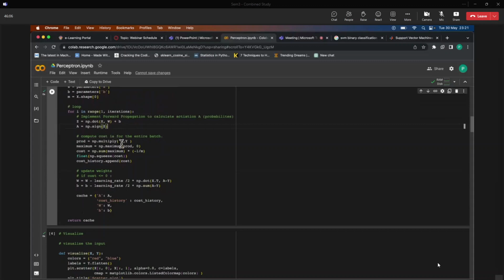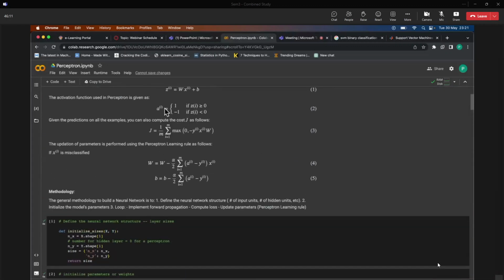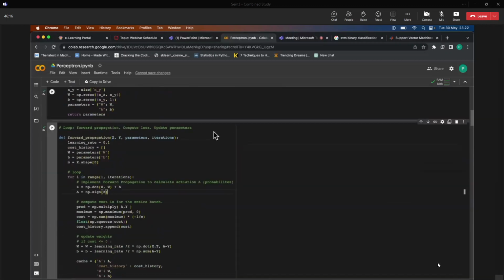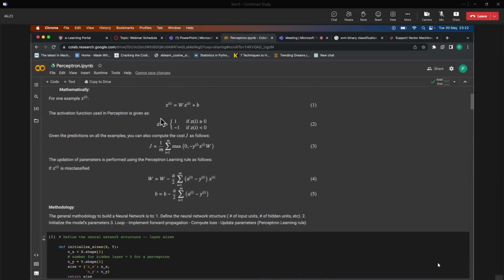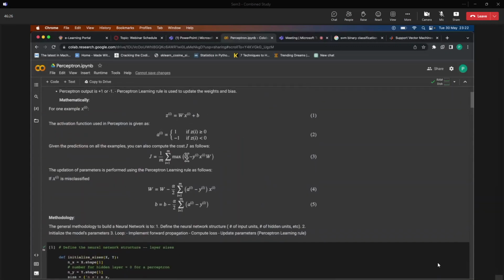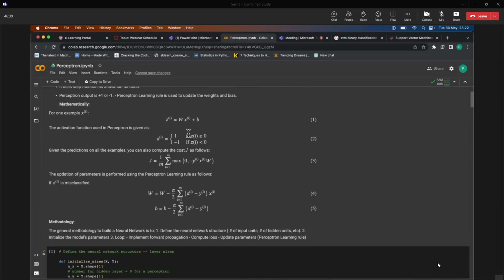So np dot multiply a and y. What is a here? The sign function, right? This sign, the minus y x w, we are doing it right now here. np dot multiply a and y. Then maximum. What is maximum? This is the maximum, 0 or this value. Maximum is this product and 0. Find any one of the two, whichever is maximum. Now the cost is this summation.